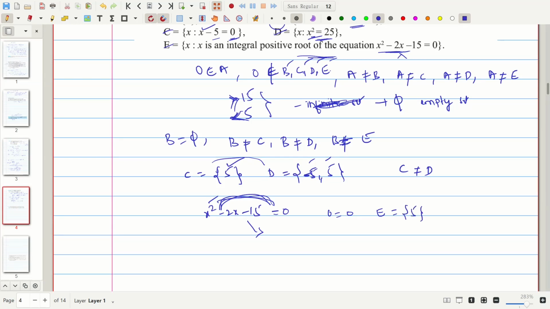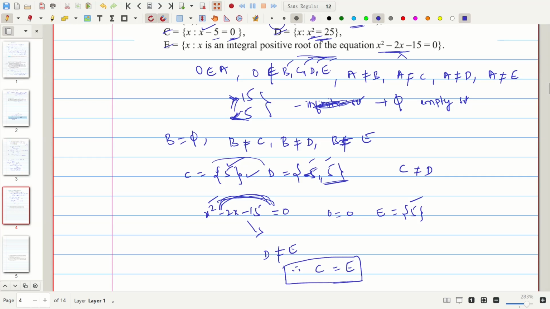Here E is equal to 5 and D is not equal to E. D contains minus 5 and 5, E contains only 5. Therefore D is not equal to E. The only set that matches is C is equal to E. E contains 5 and C contains 5.